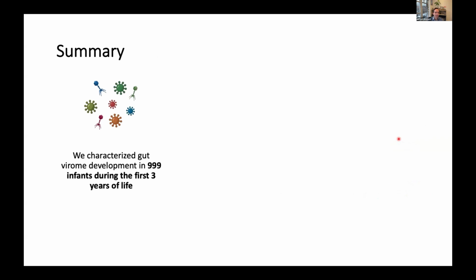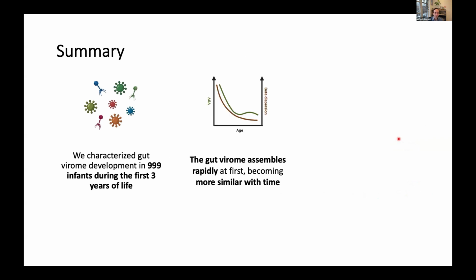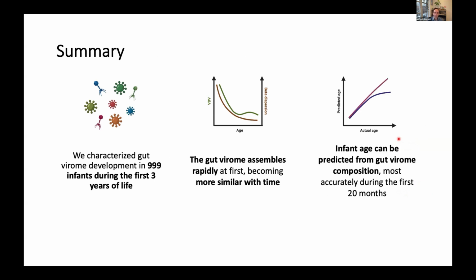So today I showed you how we characterized gut virome development in 999 healthy infants during the first 3 years of life, how the gut virome assembles rapidly and chaotically at first and then becomes more stable and similar with time, and how infant age can be accurately predicted from the gut virome composition alone, most accurately during the first 20 months.